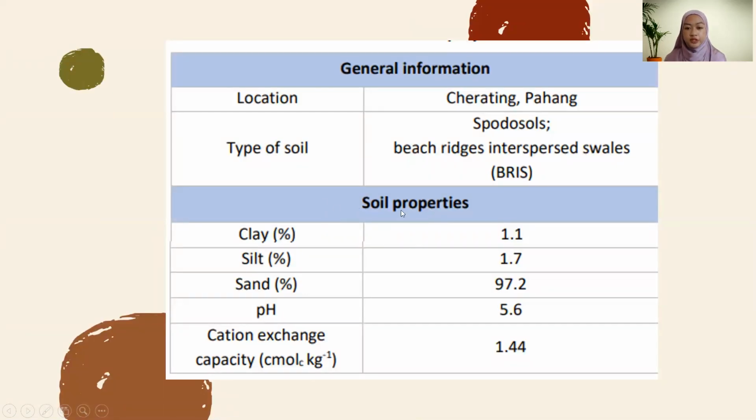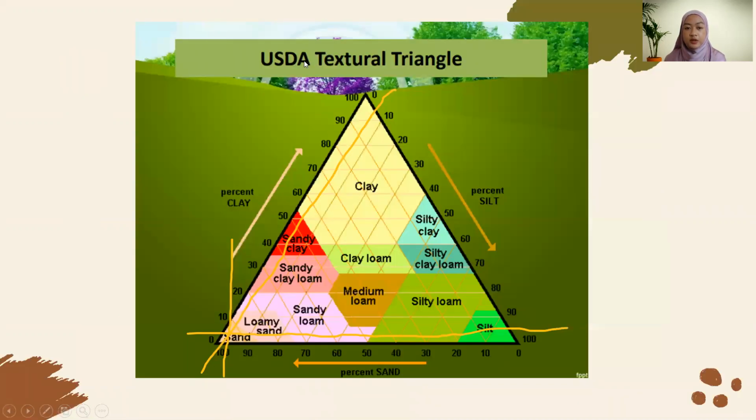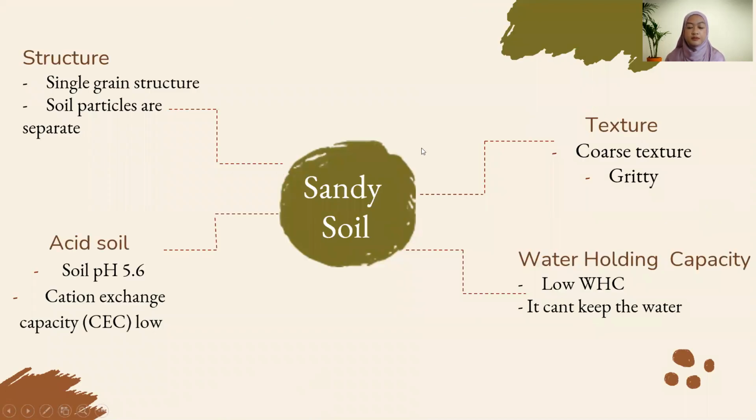This is the information that was given in this case study, where the soil properties can be used to identify the types of soil based on the USDA textural triangle. Given that the percentage of clay is 1.1%, the silt is 1.7% and lastly the sand is 97.2%, we can indicate the type of soil is sandy soil. Next, I'm going to describe the characteristics of sandy soil.